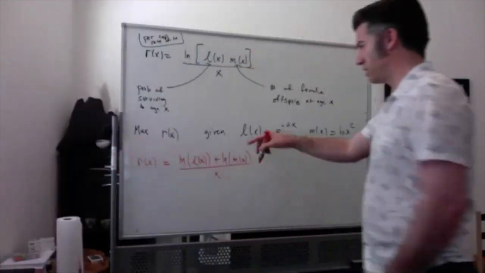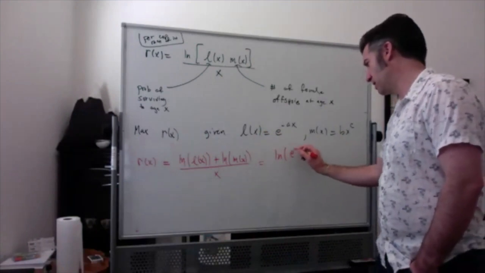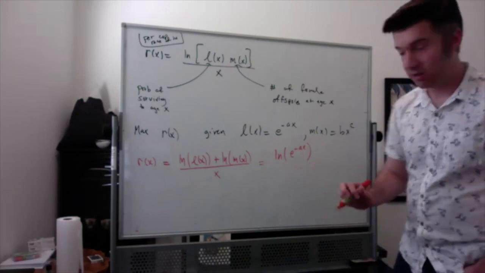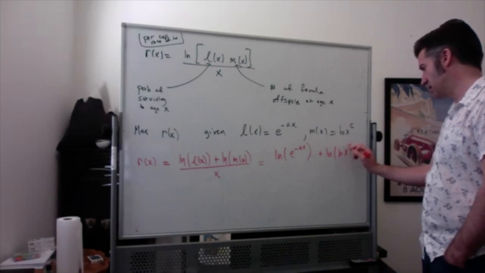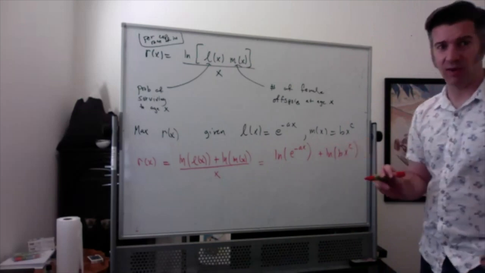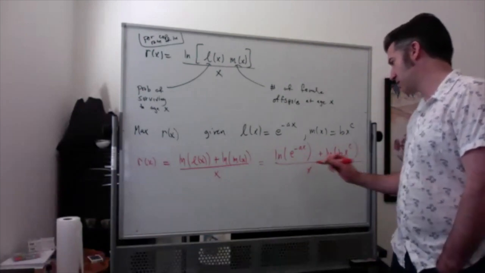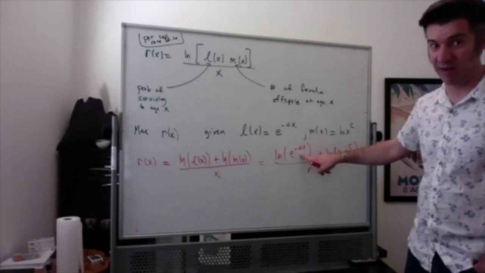And now let's go ahead and plug these in. So I've got the natural log of e to the negative ax. That's going to simplify really nicely. Plus the natural log of bx to the c. That's not going to simplify quite so nicely, but there's something we can do. Over x. Okay, natural log of e to the negative ax is just negative ax.